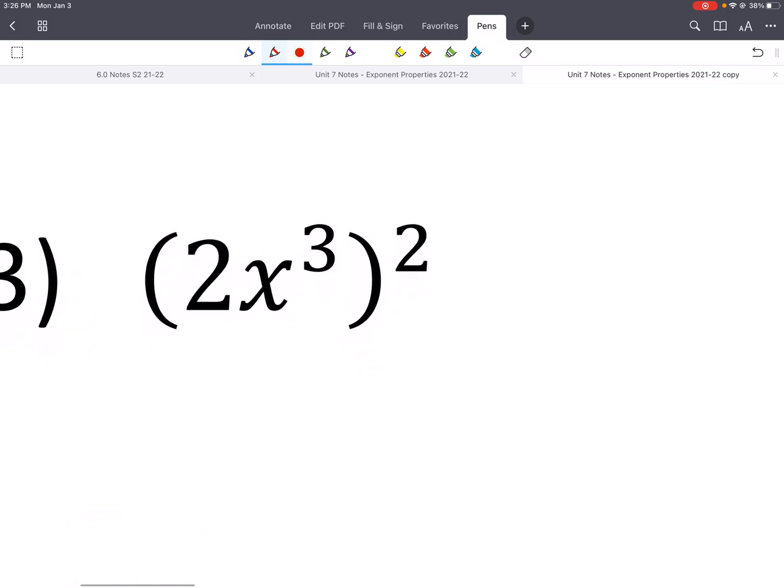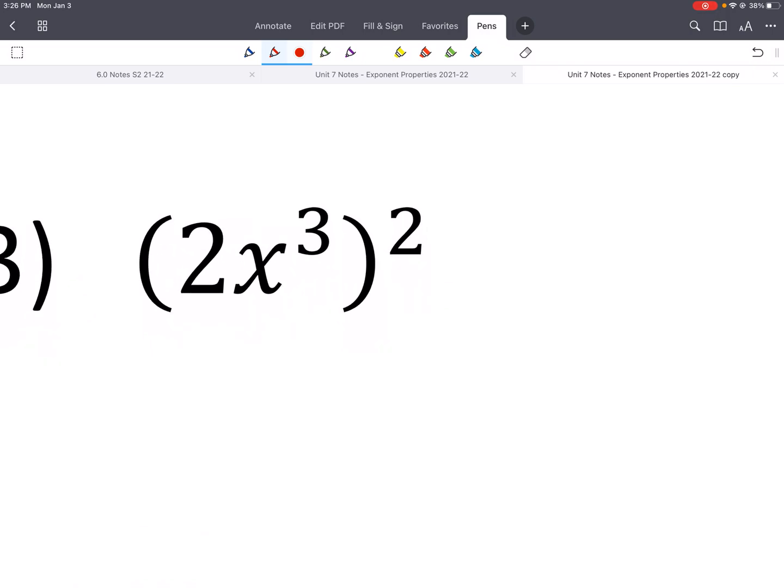Just remember that everything in that parenthesis is squared. So that's 2 squared, and it's also x to the 3 squared, so that's 6. So that would give us 4x to the 6th. Okay, so we're squaring everything that's in there.